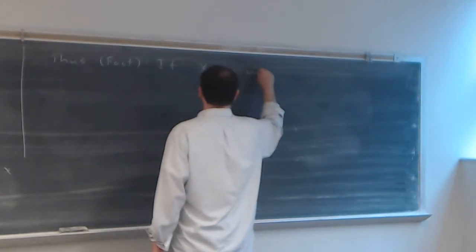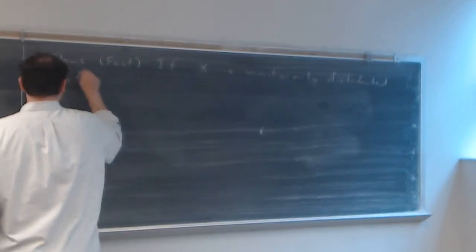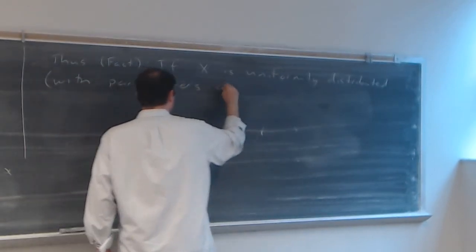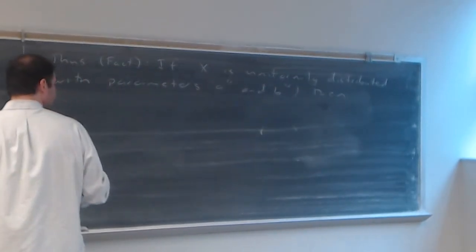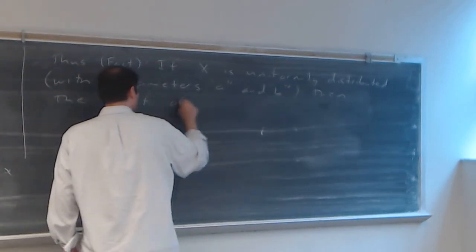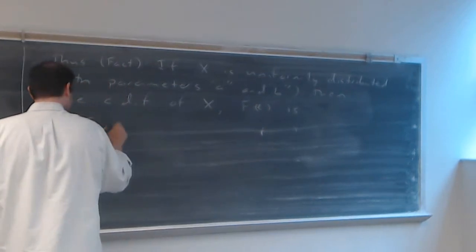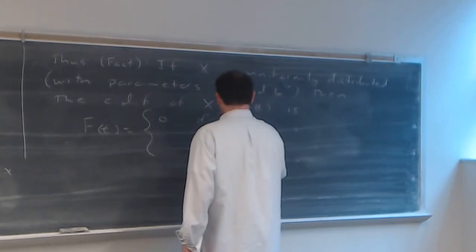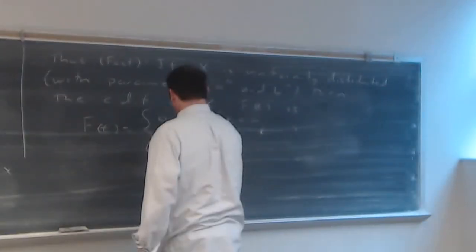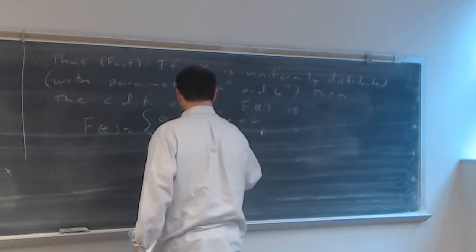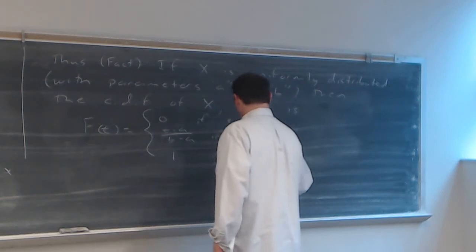If x is uniformly distributed with parameters a and b, then the CDF of x, which I'll write as big F of t, is equal to what we found: 0 if t is less than a; it was (t minus a) over (b minus a) if a is less than or equal to t, which is less than b; and it was 1 if t was greater than or equal to b. So that's what we found.